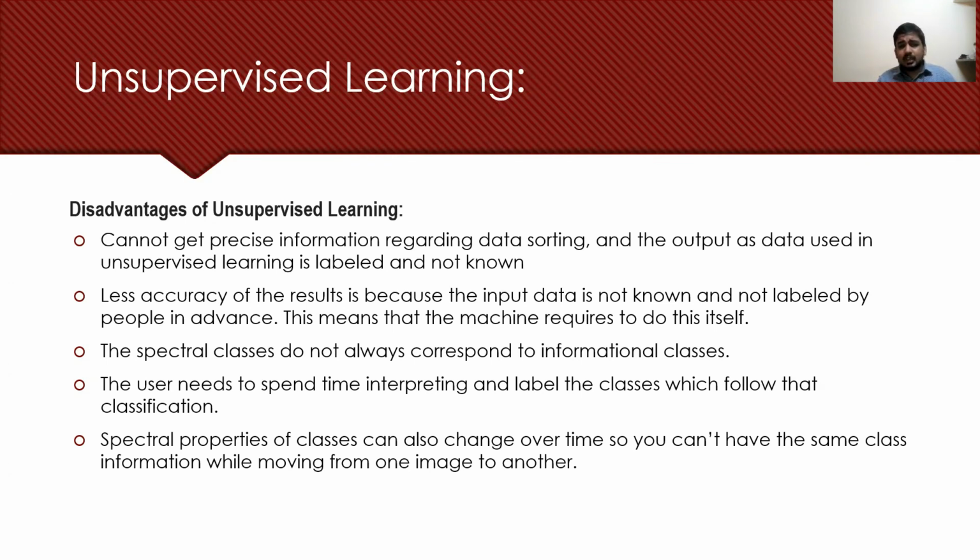The user needs to spend time interpreting and labeling the classes, which allows that classification. So we have to verify and re-verify whether the classification is correct or not. And the spectral properties of classes can also change over time, so you cannot have the same class information from one image to another. So yes, these are some disadvantages of unsupervised learning. That's all for unsupervised learning.